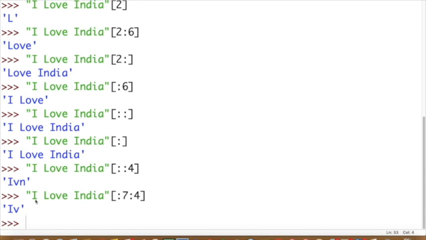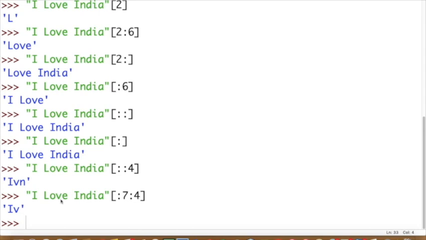Let us count. I is at 0. So starting from 0, we have to count 4 letters. The I is being sliced out and we have to count 4 letters, right? So I is at 0, 1, 2, 3 and 4. So after 4 letters we have V. So V is being sliced out.